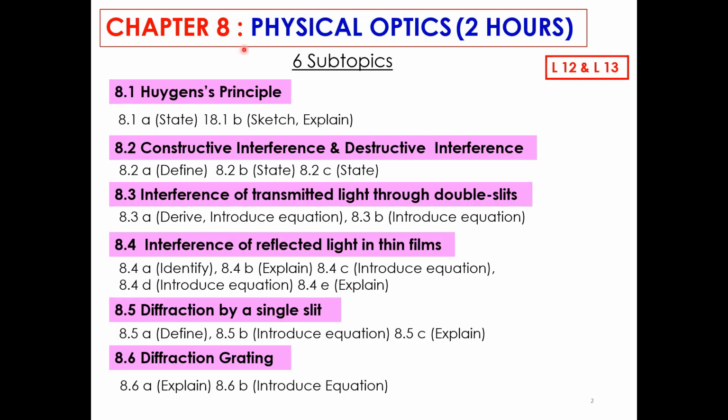Chapter 8 on physical optics has an allocation of 2 hours. We have 6 subtopics: 8.1 Huygens' Principle, 8.2 Constructive Interference and Destructive Interference, 8.3 Interference of the transmitted light through the double slit, 8.4 Interference of the reflected light in thin film, 8.5 Diffraction by a single slit, and 8.6 Diffraction grating. For lesson 12 we cover only 8.1 until 8.3.